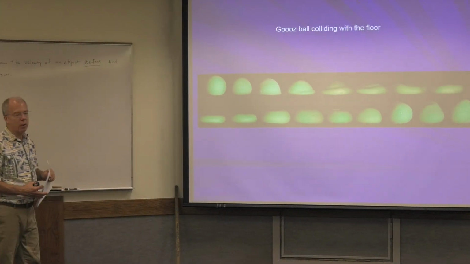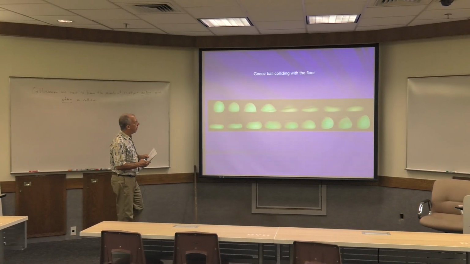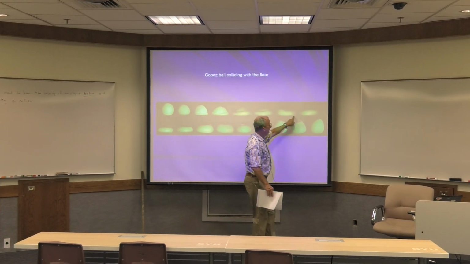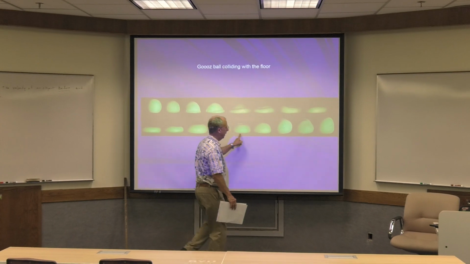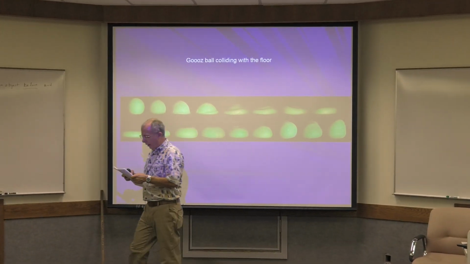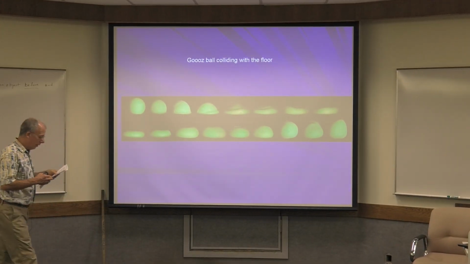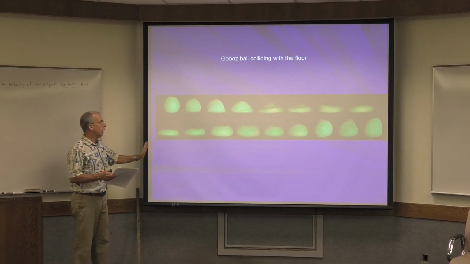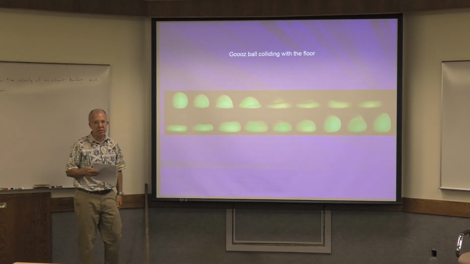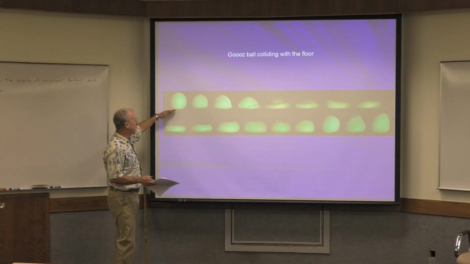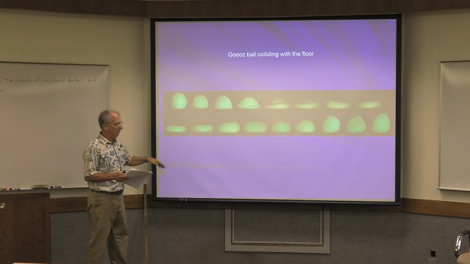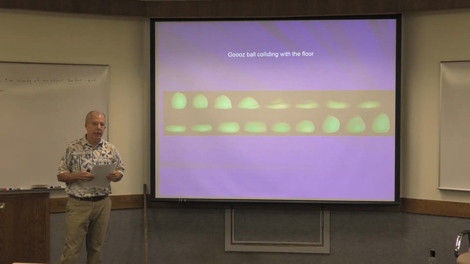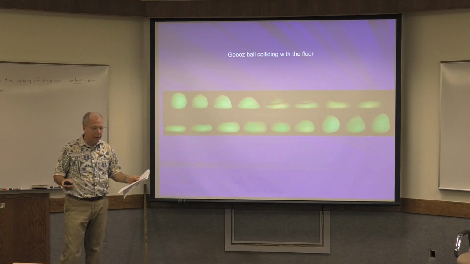Okay, here, ever heard of a gooseball? So this is a gooseball colliding with the floor. It starts here, and it goes here, and it goes there, and then it goes back. Those are nice photographs. Is the force that the floor exerts on the gooseball constant? Certainly not. Here it's just barely touching, whereas here a lot of it is touching. So the force is certainly not constant. Is the collision instantaneous? Certainly not.